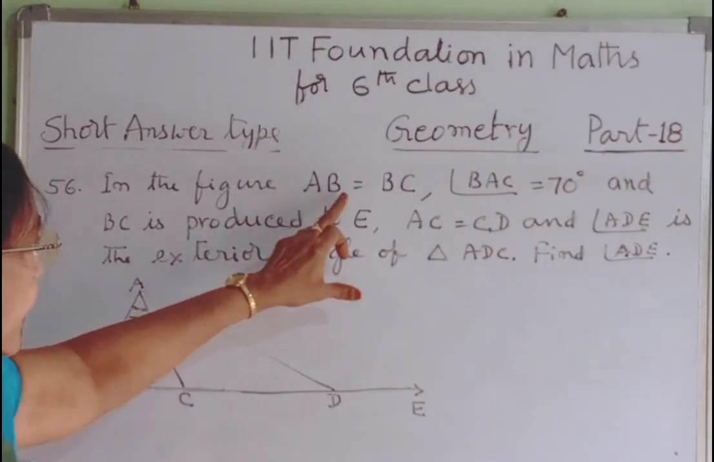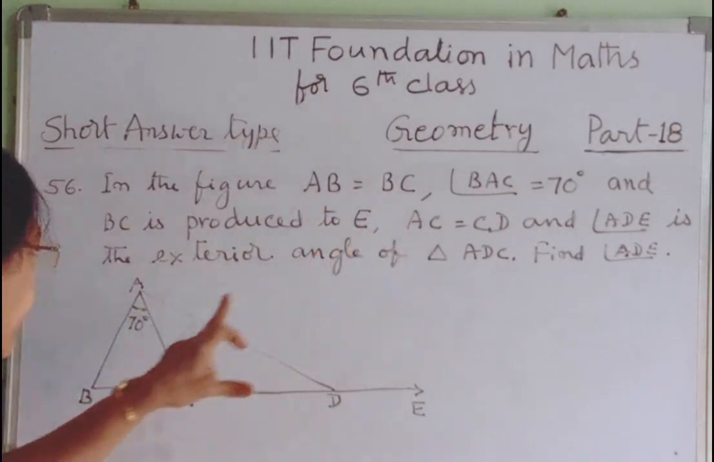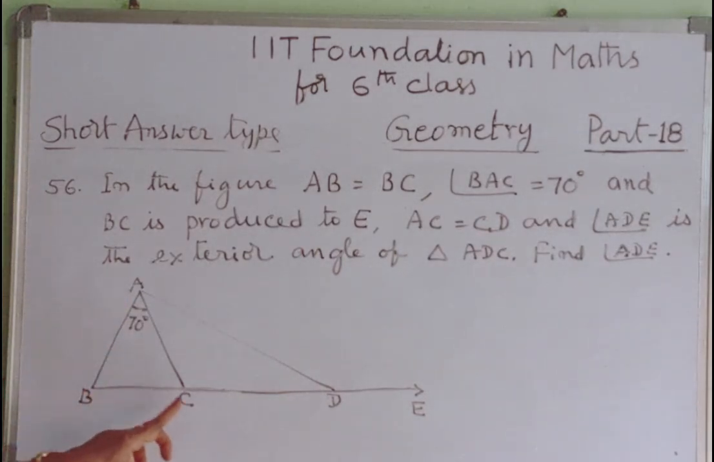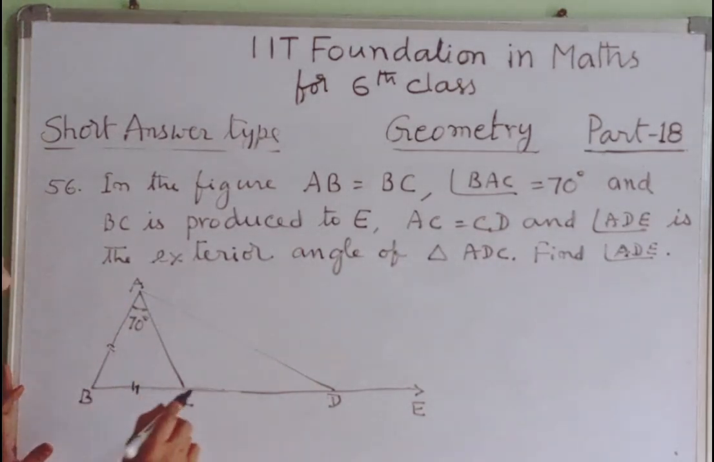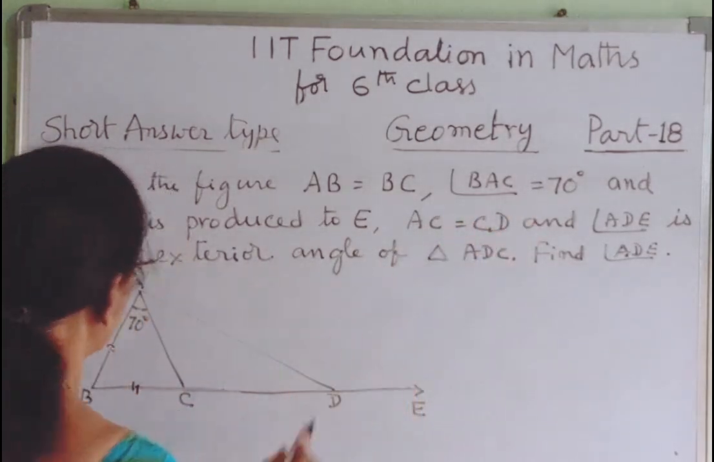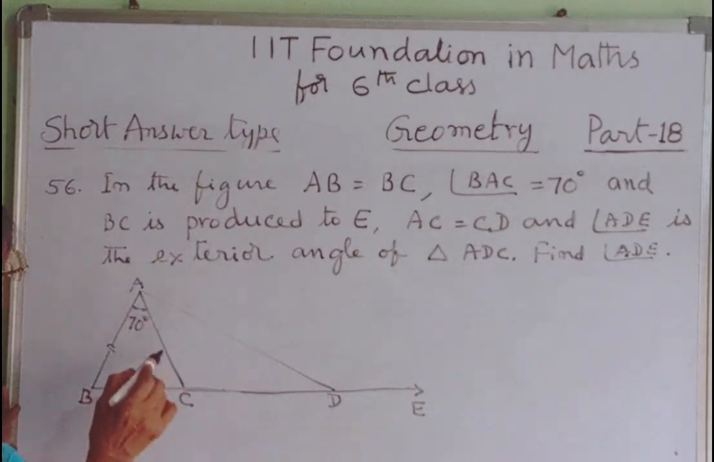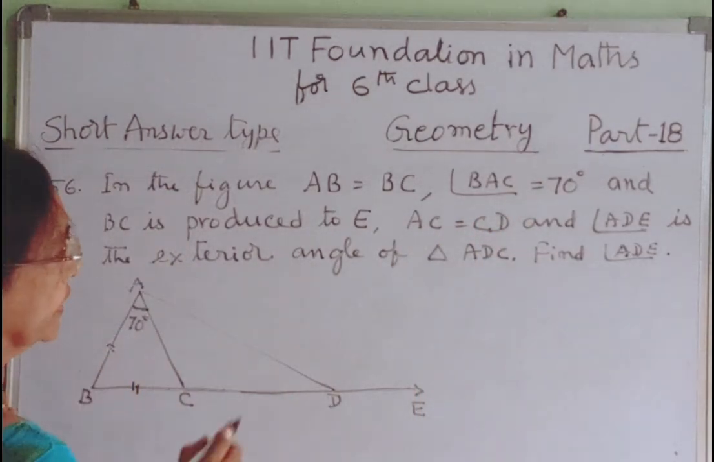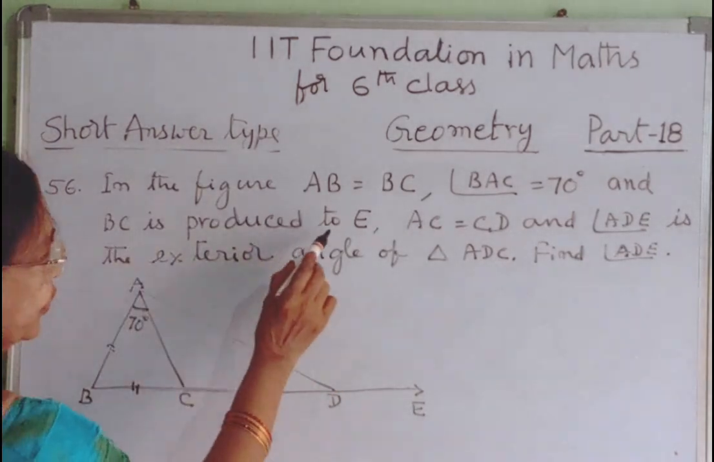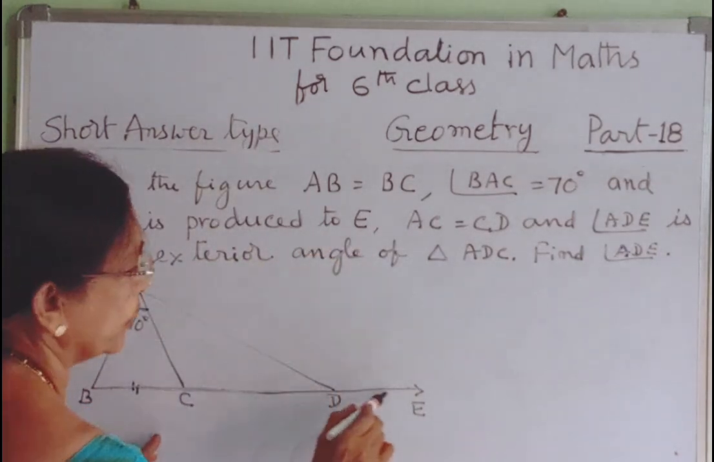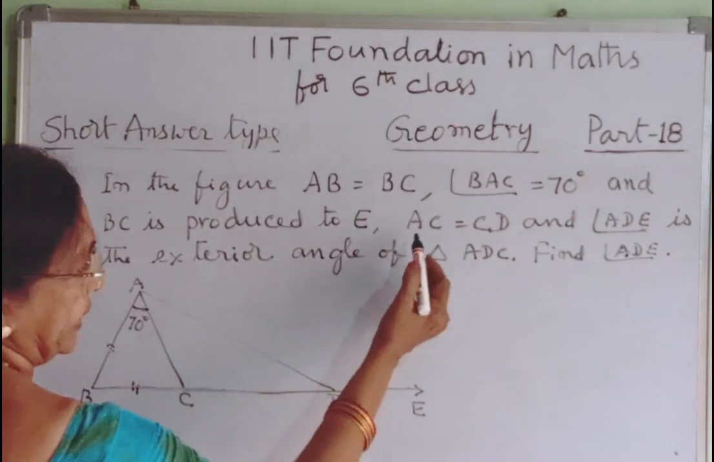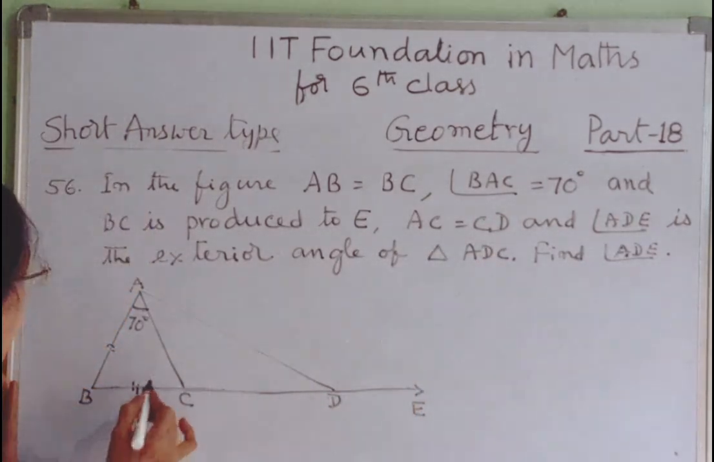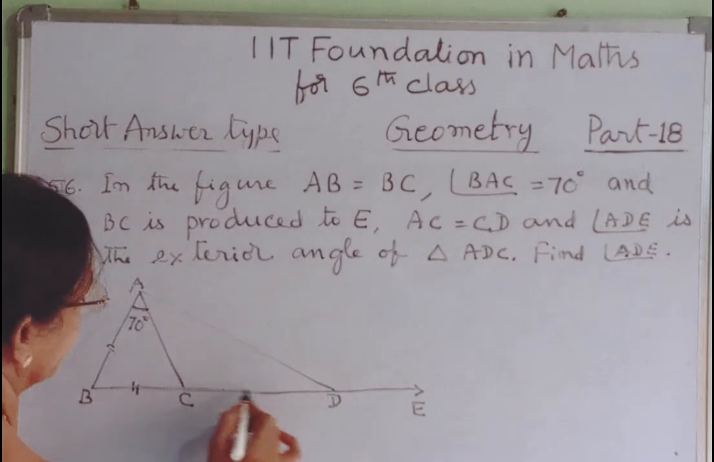Next, 56. In the figure, AB is equal to BC. These two sides are equal. Angle BAC is equal to 70 degrees. And BC is produced to E. That is, BC is extended straight. AC is equal to CD.